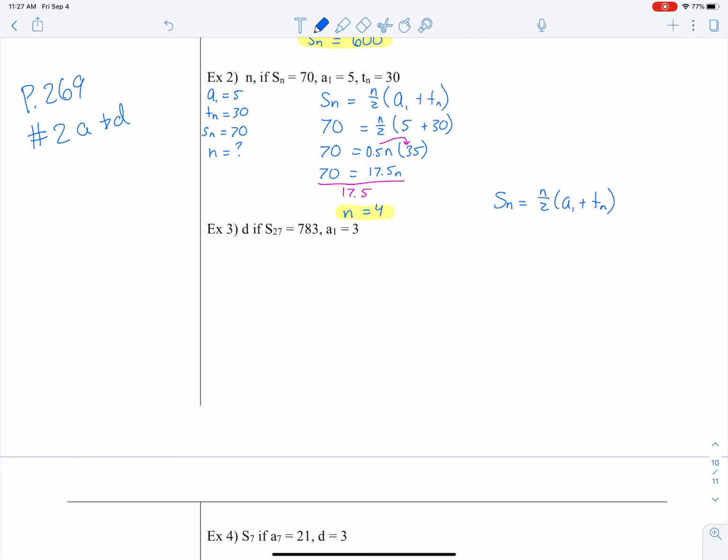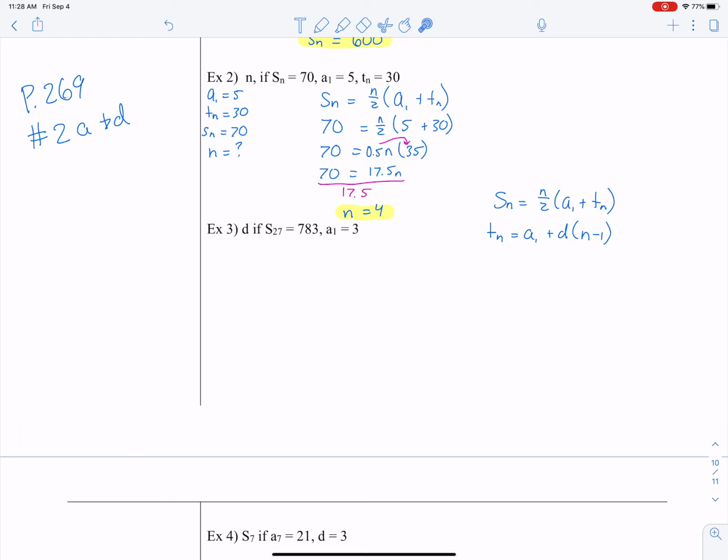We also have the other one from yesterday. Okay, so that one is Tn is equal to A1 plus D times (n minus 1). And for some questions, you need to use both of these formulas. So here it says they want us to find D if Sn is 783, A1 is 3. If we look at just this Sn formula, there is no D mentioned at all. Okay? So we can't just use this formula to find D.